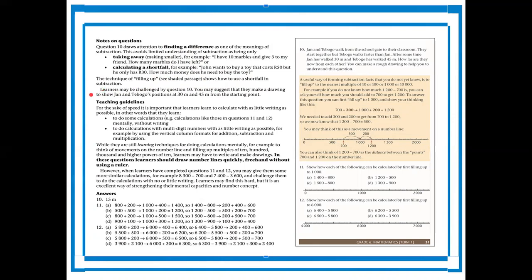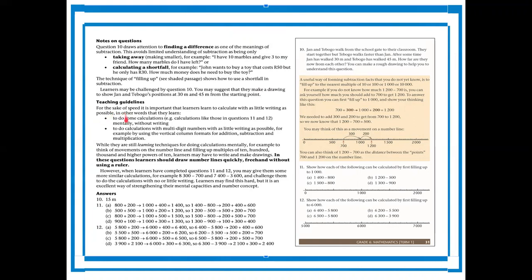Learners may be challenged by question 10. You may suggest that they make a drawing to show Jan and Tebogo's positions at 30 meters and 45 meters from the starting point. In some teaching guidelines, for the sake of speed, it is important that learners learn to calculate with as little writing as possible. In other words, that they can do some calculations, like those in questions 11 and 12, mentally, without writing. And then to do calculations with multi-digit numbers with as little writing as possible, for example, by using the vertical column formats for addition, subtraction, and multiplication.